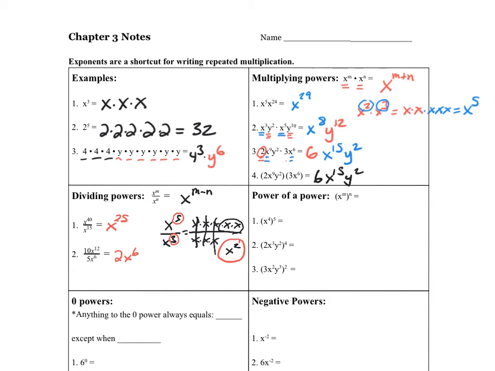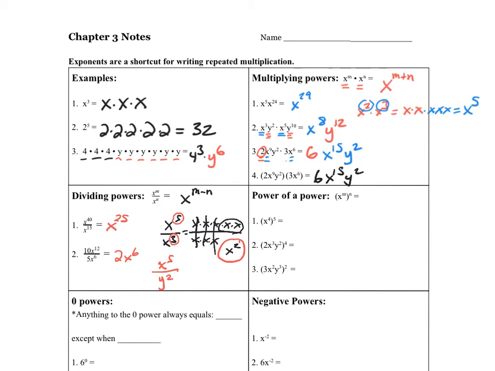So when you're dividing, just remember you subtract the exponents. And again, they must have the same base. So for example, if I had this question, x to the 5th over y squared, there's nothing I could do to that problem because they do not have the same base. Okay? They need to have the same letter.